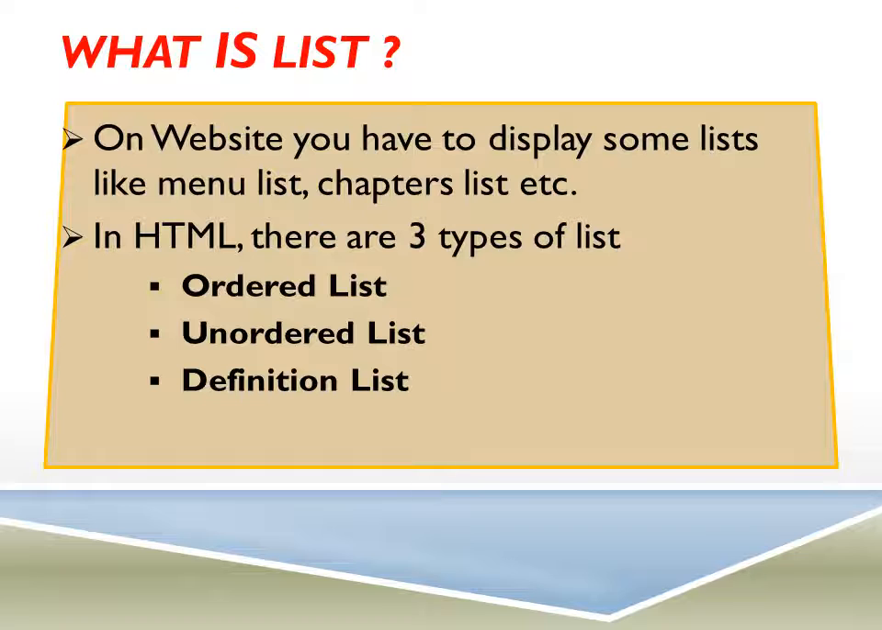In HTML, there are three types of list: ordered list, unordered list, and definition list. Today we are going to see these three types of list in detail.